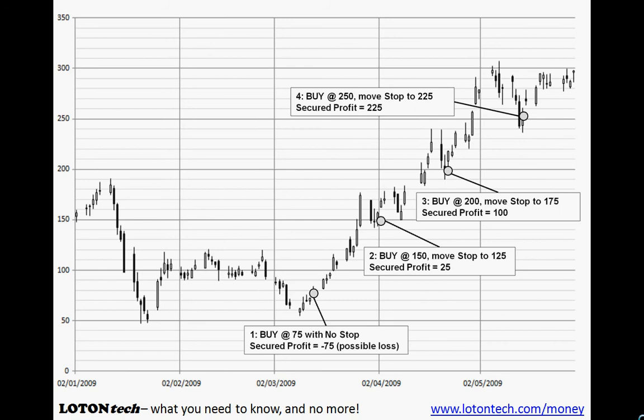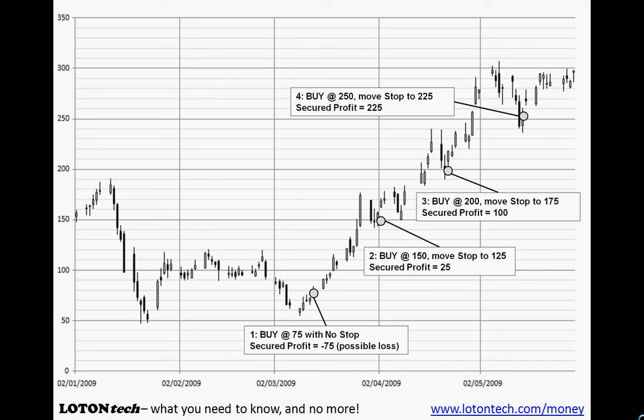Okay, so here's one of the more original ideas documented in the book, which is using stop orders to free up risk capital for pyramiding additional investments. Let's look at the chart. In box 1 you can see that I buy at a level of 75. And at this point I have no stop loss order. So this is my point of maximum risk, where the most that I can lose is the full 75.